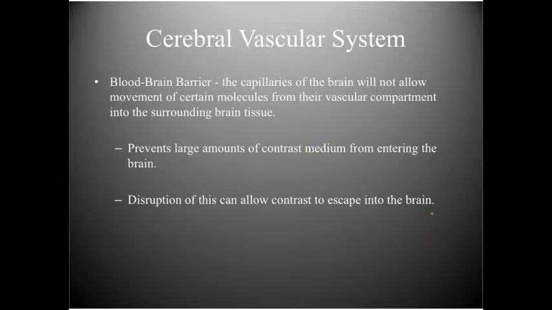However, we do have the blood-brain barrier, where the capillaries of the brain will not allow movement of certain molecules from their vascular compartment into the surrounding brain tissue, which prevents large amounts of contrast medium from entering the brain. However, you always get asked this if you see someone who has an abnormality such as a hemorrhagic stroke. What do you do? Should you inject the contrast or not?